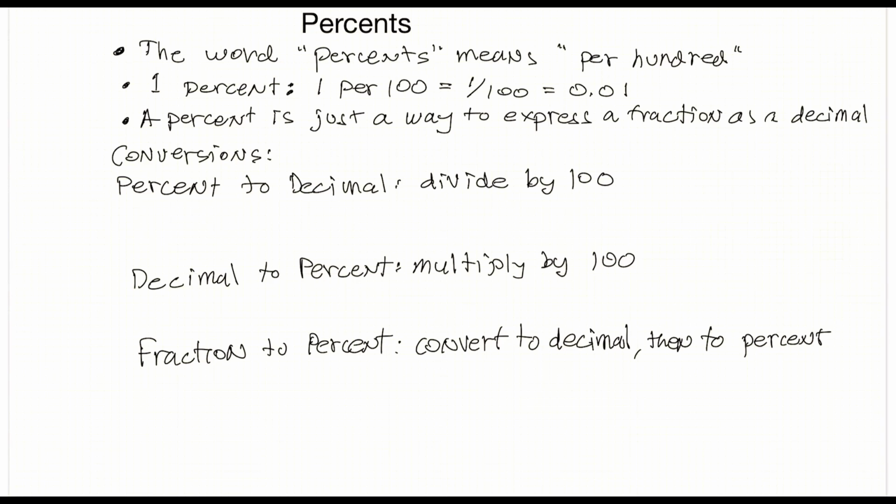The word percent means per 100. 1% is equal to 1 per 100, which is 1 over 100, which is equal to 0.01. A percent is just a way to express a fraction as a decimal.